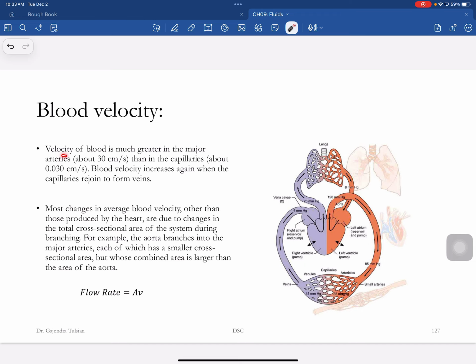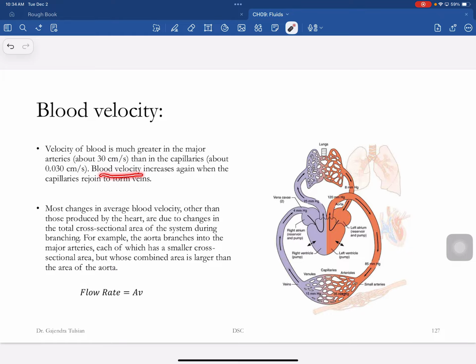The velocity of blood is much greater in the major arteries, where blood is flowing at about 30 centimeters a second, than in capillaries. In capillaries, it's moving at 0.03 centimeters per second. So you have to slow down the blood by a factor of 1,000 so that at this speed, you can exchange nutrients and oxygen.